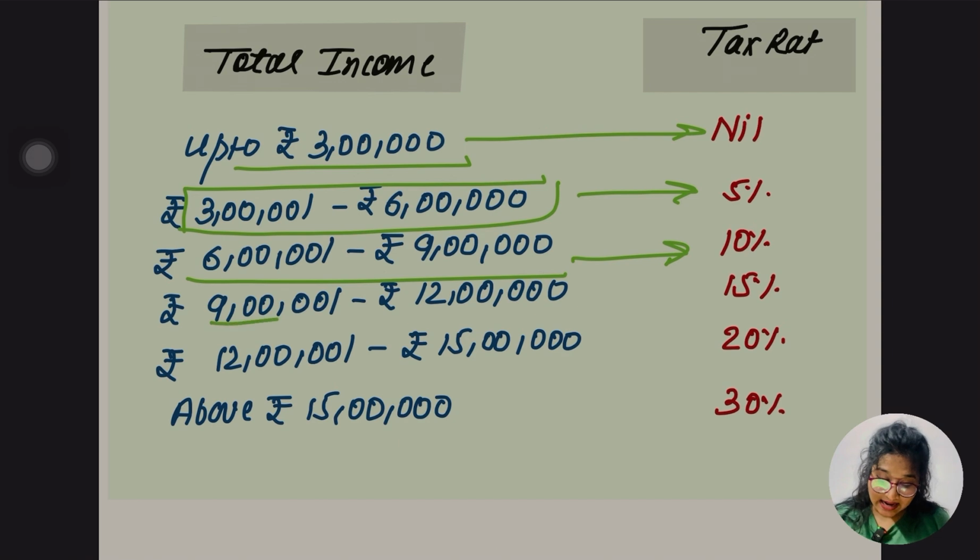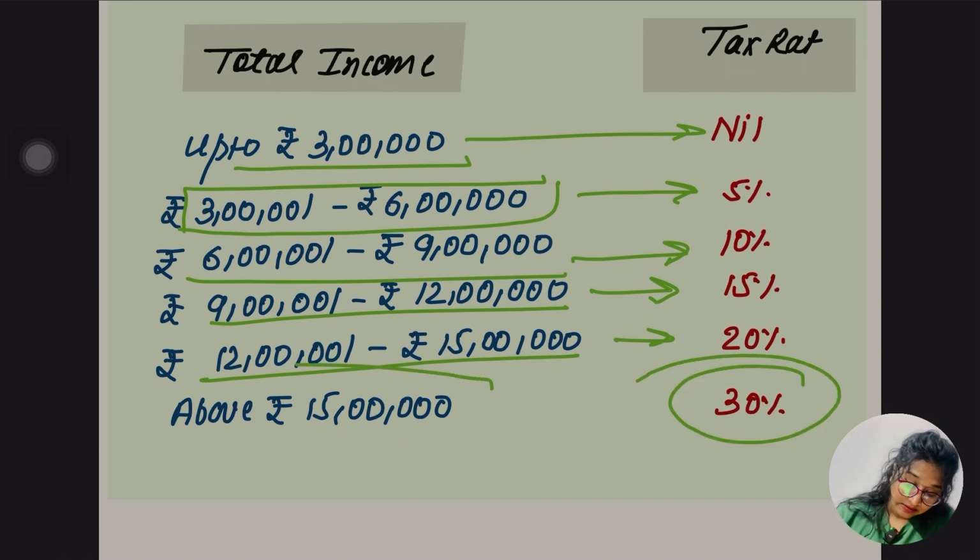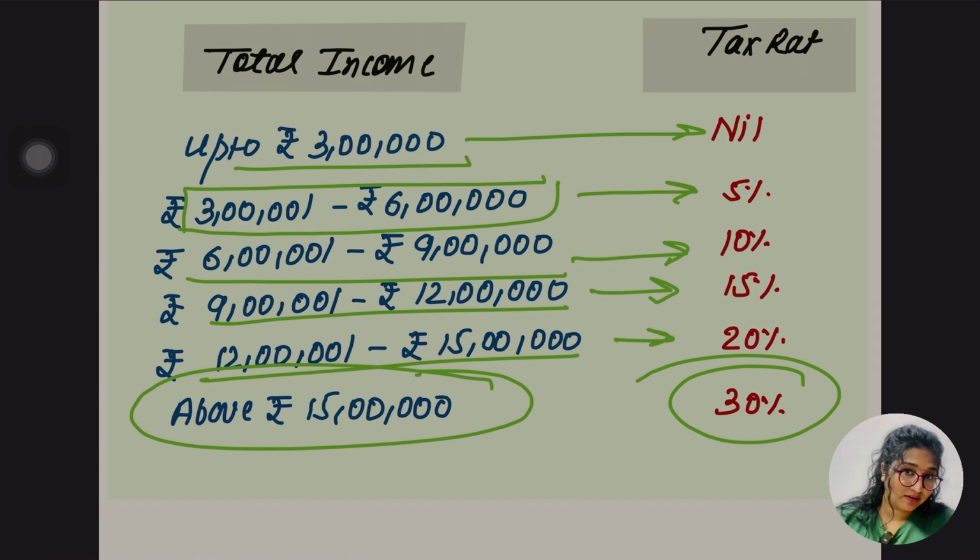ठीक है, 9 lakh to 12 it's going to be 15%, 12 lakh to 15 lakh it's going to be 20%, and once it reaches 20% then we are going to add 10%, ठीक है, which means 30% is going to be the maximum tax rate, and the income should be above 15 lakh.